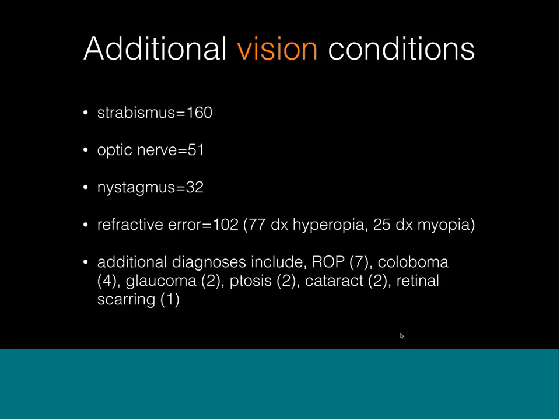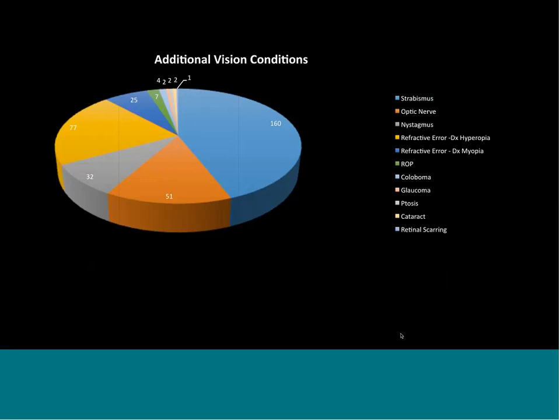Additional diagnoses include 7 that had ROP that only reached stage 2 or possibly threshold, meaning stage 3, but no surgery, coloboma, glaucoma, ptosis, cataract, retinal scarring. Those were some of the additional ones. So this shows, if you just look at this pie chart and the number of children who have strabismus, you see how common that is.